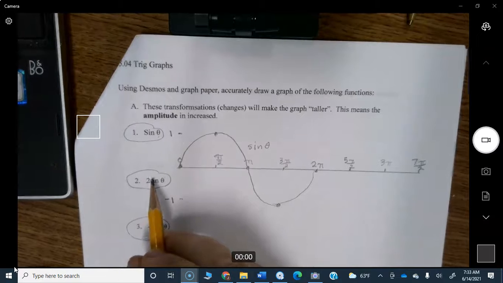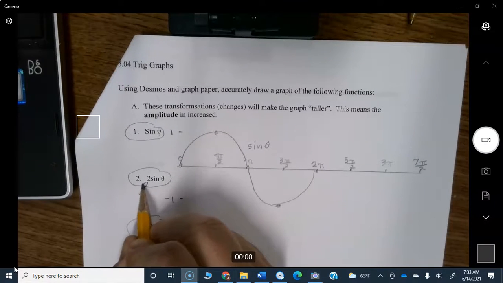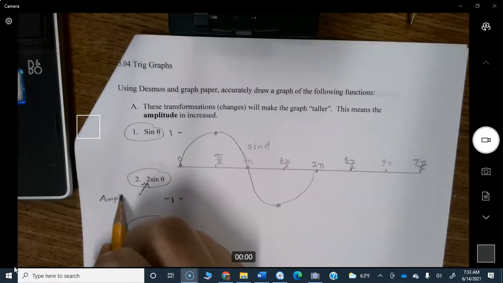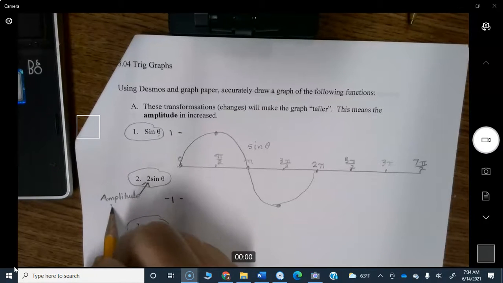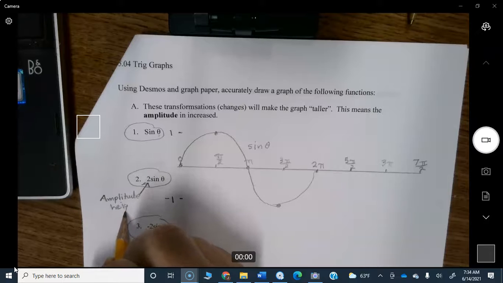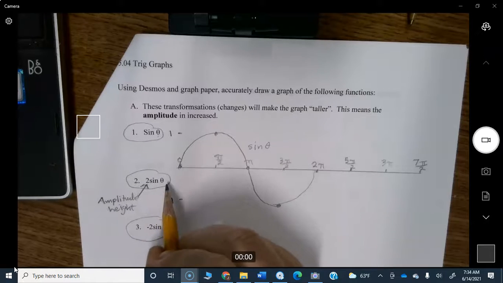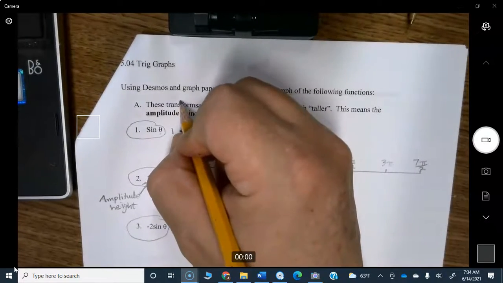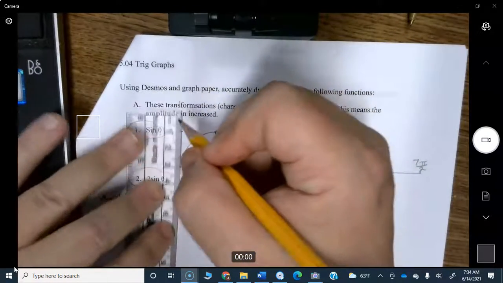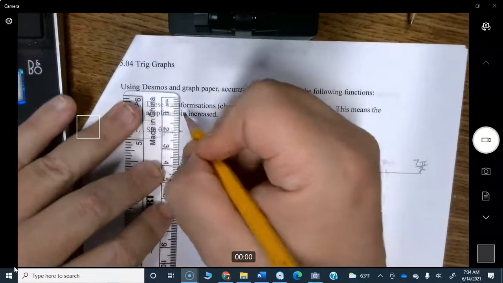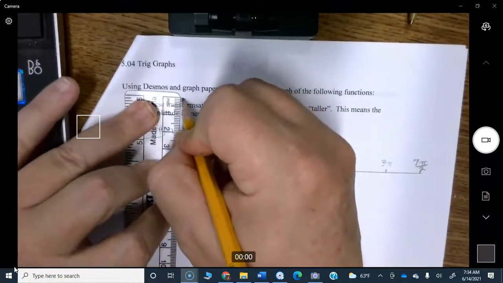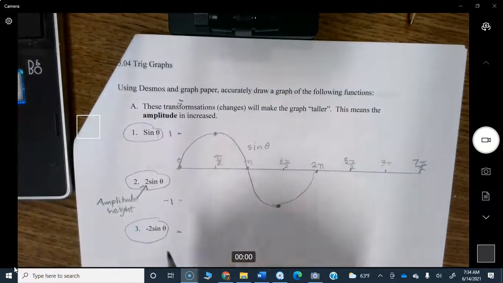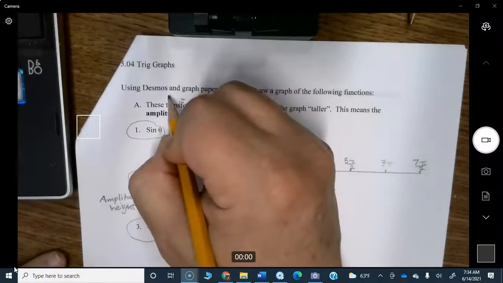What about 2 sine theta? This number out in front is called the amplitude of the wave. And what that means is it's the height of the wave. So 2 sine theta is going to look exactly like sine theta, except instead of it going up to 1, we're going to have to draw another line up here. I'll go ahead and measure that. It's going to go way up into the words here, but that's okay. And down here on the bottom side, it's going to go way down here. There. So this is -2, and way up here is +2.